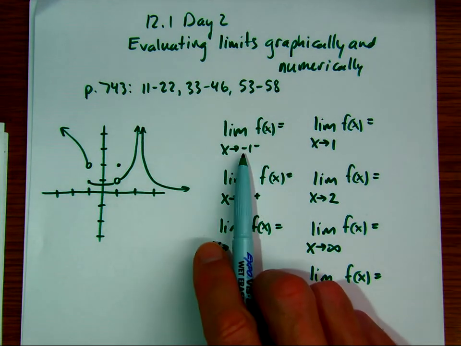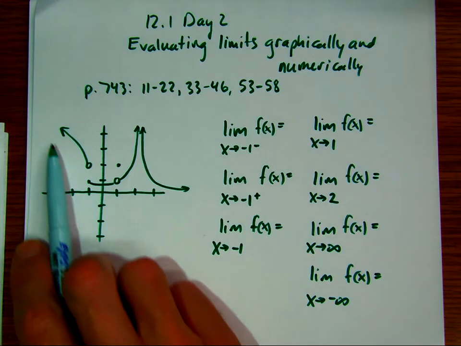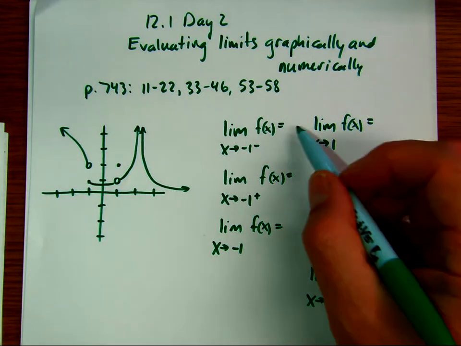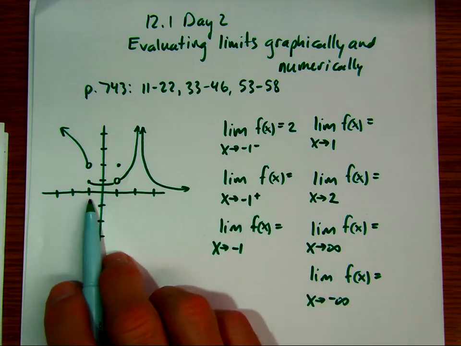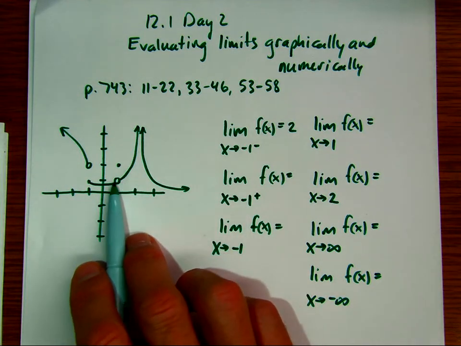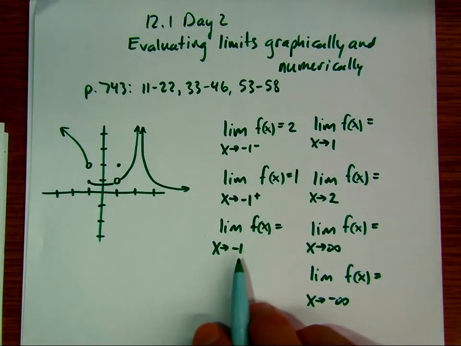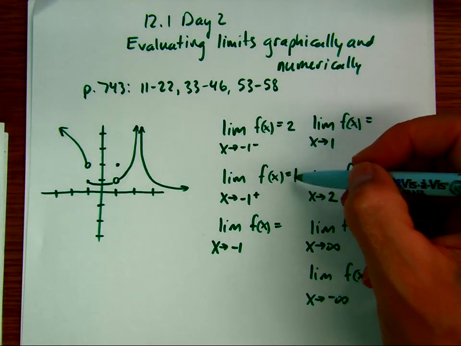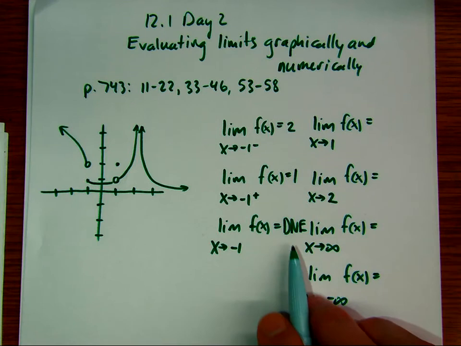So this says go to -1 from the left. So here's -1. Let's approach from the left, and we are going towards a y value of 2. Let's approach -1 from the right. So -1, approach from the right, and we're going to a y value of 1. And this says go to -1 from both sides, but we saw that we go to different numbers. So that limit does not exist.